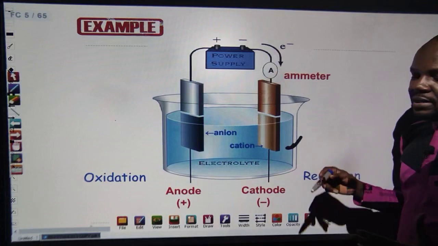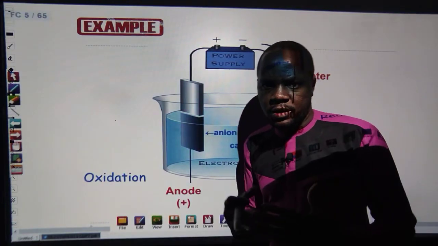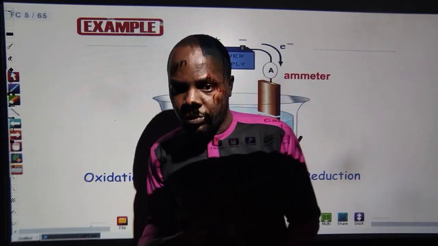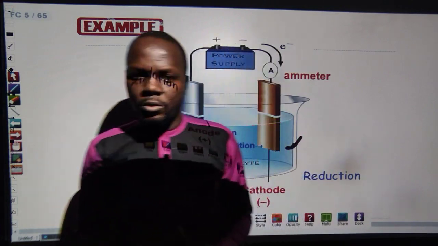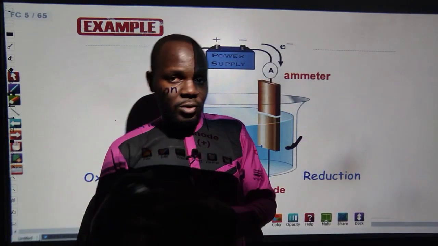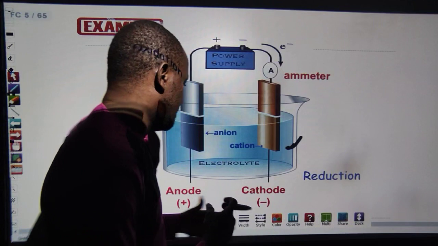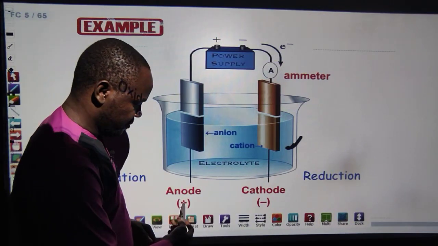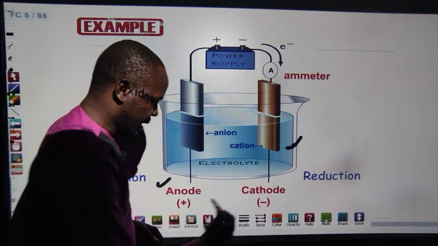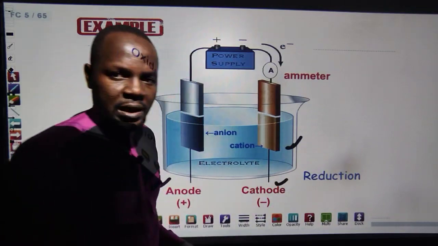You can see there is what we call the conventional flow of current. If you connect something to a battery, you expect current to flow. Please, this is the modern convention flow. But basically, we said the anode is the positive electrode, an important fact. Then the cathode is the negative electrode.